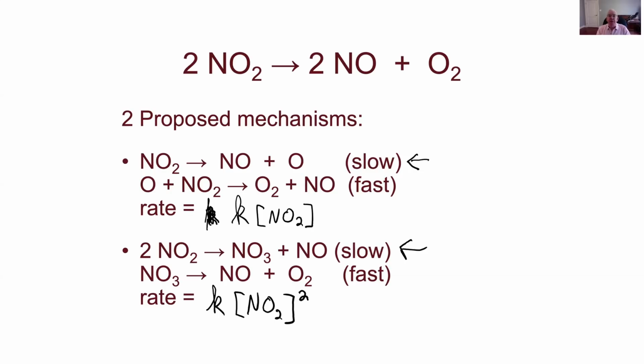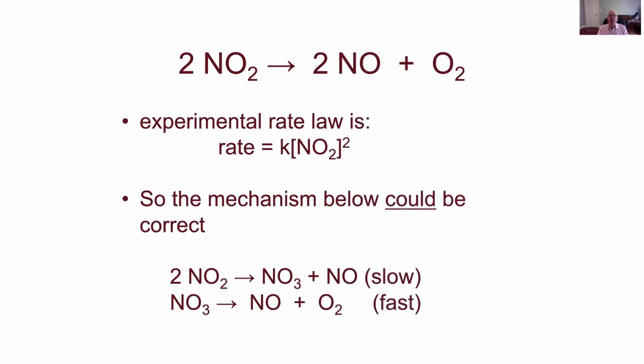So if I do an experiment and measure the rate of this reaction, I can find out, is it first order or is it second order? Maybe it's neither, right? But if it is either first order or second order, then one of my two mechanisms is still possible. The other one is disqualified because it doesn't match the experimental facts. It turns out for that reaction, the experimental rate law is that it's second order in NO2. That says that the mechanism below there could be correct.